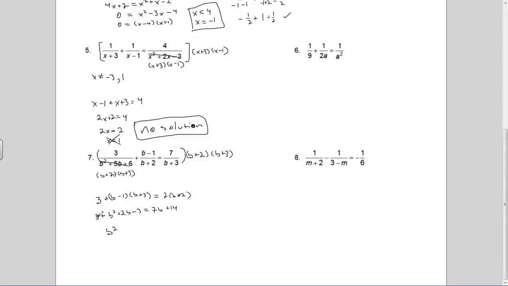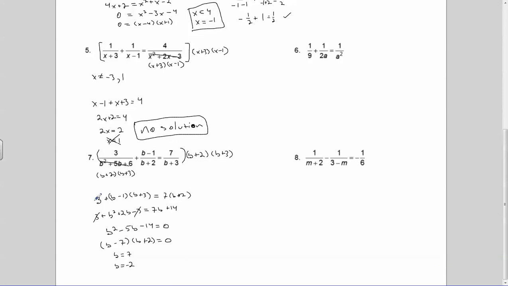So b squared, our 3's cancel out because 3 minus 3 is 0. So we'll move our 7b over to get minus 5b, and move our 14 over to have minus 14 equals 0. Factor this: (b - 7)(b + 2). And our possible solutions are b equals 7 and b equals negative 2.